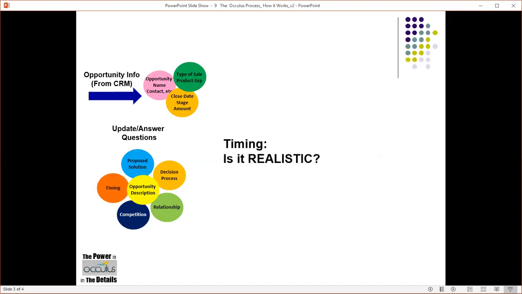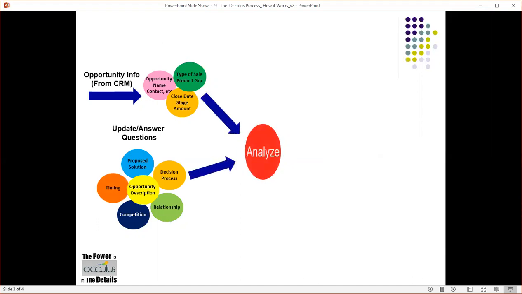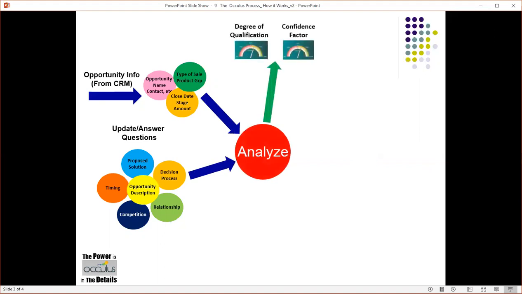Once Occulus has all that information, it then submits that and it analyzes it. And the first thing we get out is a statement of how well the opportunity has been qualified in terms of winning the deal. And we call that the degree of qualification. In addition to that, there's also the confidence factor. And what that tells us is that if the prospect made a decision today, the confidence factor represents the confidence that we could have in winning the deal.